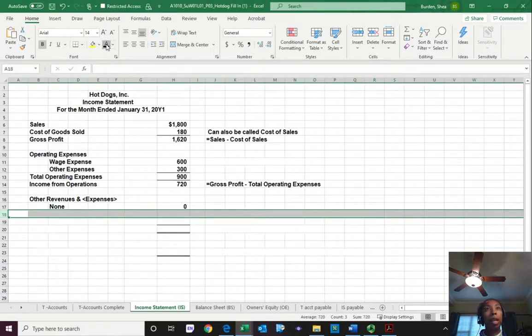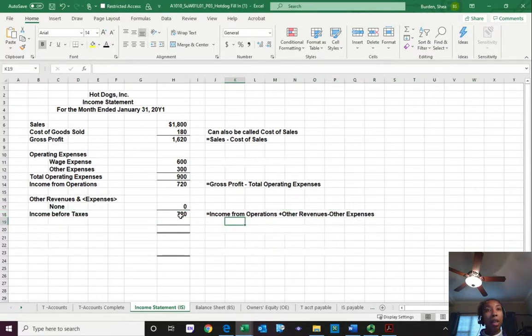And then I'm going to put income before taxes. So income before taxes is going to be your income from operations plus any other revenue minus other expenses, meaning interest expense. In this situation, we didn't have any other revenue or expenses, so it is going to be $720. So I'm having you fill it in so that you know how a normal income statement will flow.